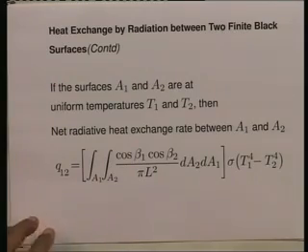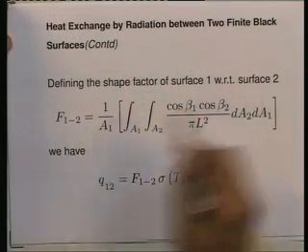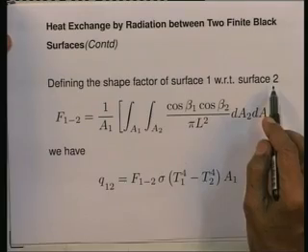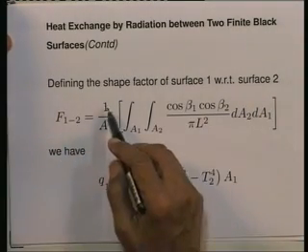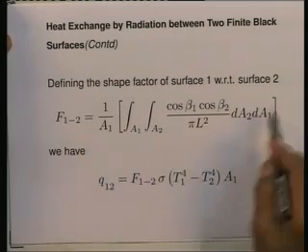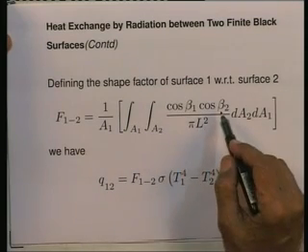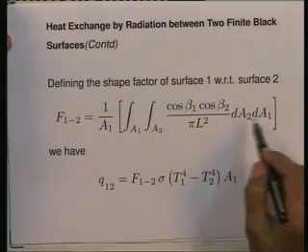Now, let us again, like in the earlier situation, define a shape factor. This expression is fine, but let us define now and put it in terms of a shape factor. So, we will say defining a shape factor, defining the shape factor of surface 1 with respect to surface 2. Let me repeat that, defining the shape factor of surface 1 with respect to surface 2, F1 to 2, defining it as 1 upon A1, the quantity which I had earlier within square bracket, all that integral over A1, integral over A2, cosine beta 1 cosine beta 2 upon pi L squared dA2 dA1.